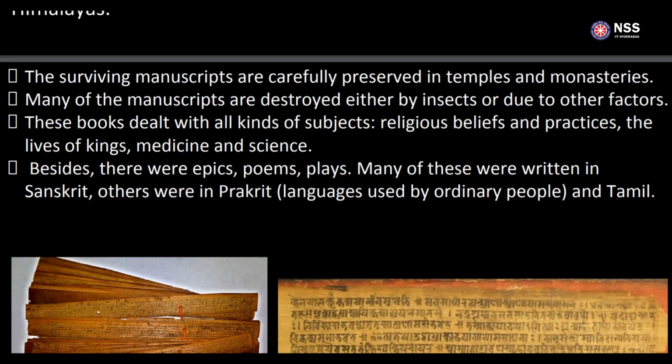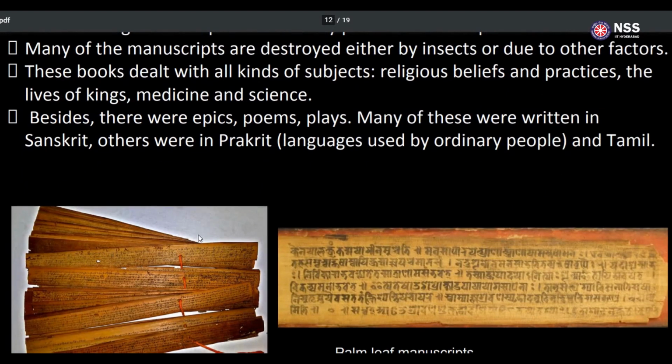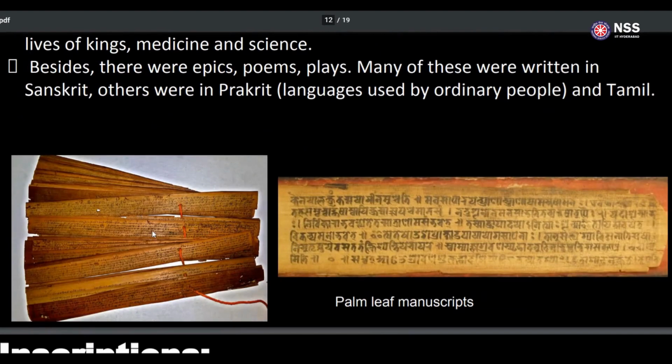Our ancient language is Sanskrit, right? So most of these are written in the Sanskrit language, or they were also written in Prakrit. Prakrit is a local language which is easily understood by ordinary people. And the other language is Tamil. So Sanskrit and Tamil are the two major languages, or it used to be written in the local language understood by ordinary people, which is called Prakrit. Moving on to the next slide, you can go through these pictures later. You saw them now, right?